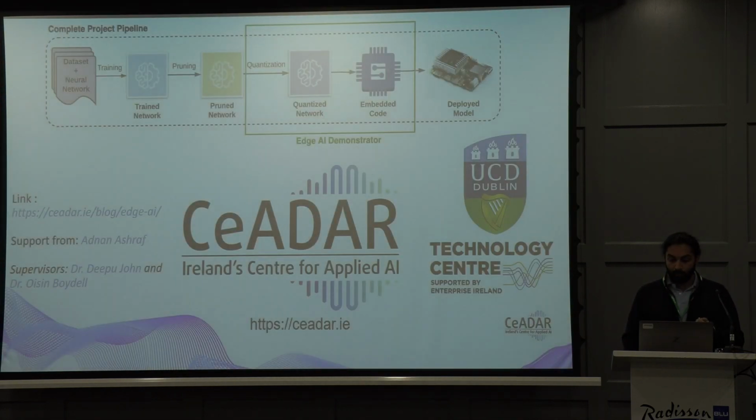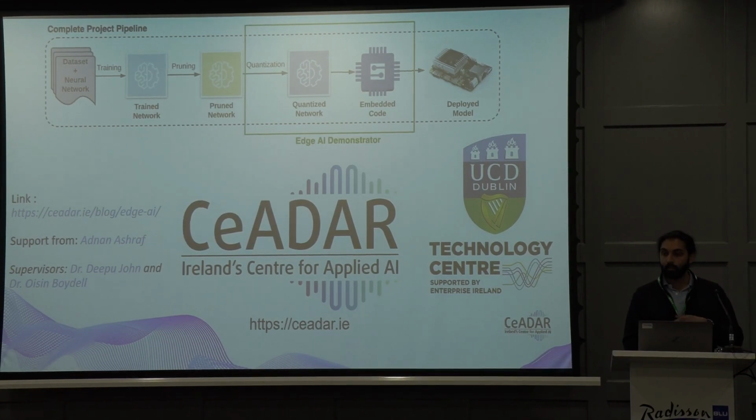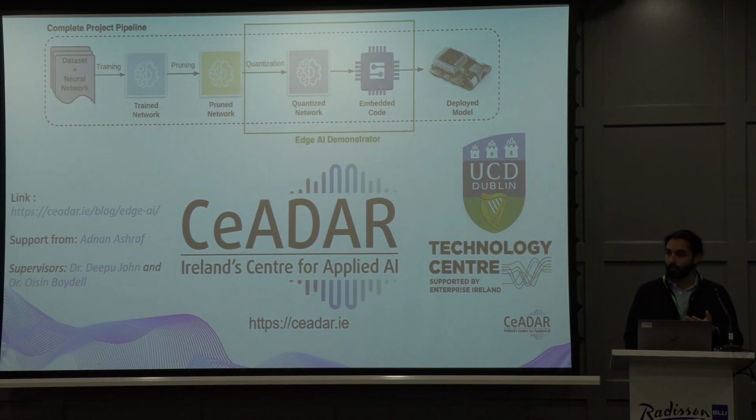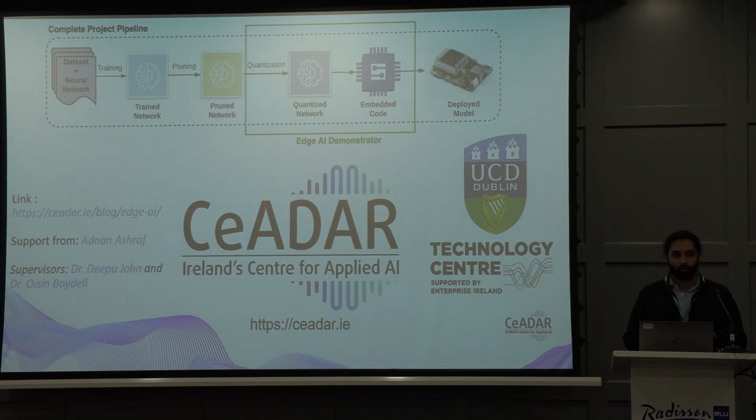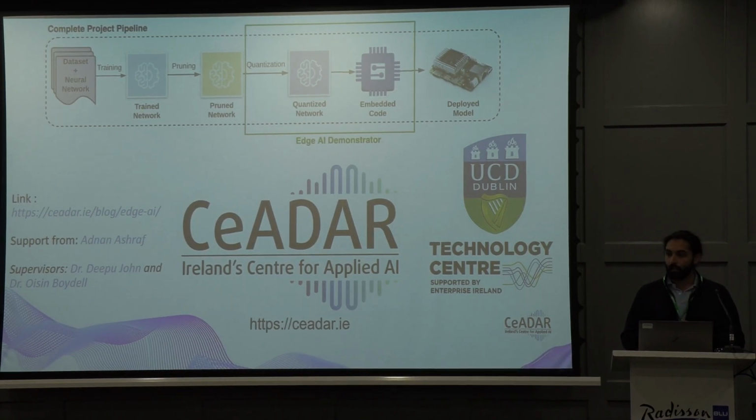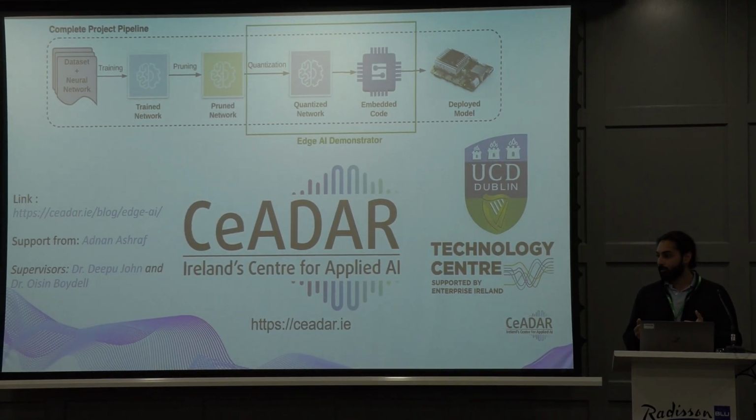So the project, I joined Eaton recently, by the way. Before that, I was working for CeADAR, Center for Applied Data Analytics at UCD. And there I worked on this project on Edge AI, which I will mainly talk about, and pruning and quantization are part of it. In that project, we developed this whole pipeline, where we had a problem, then we designed a neural network for it, trained it, pruned it, quantized it, wrote an embedded code for it, and then deployed it on an actual edge device.